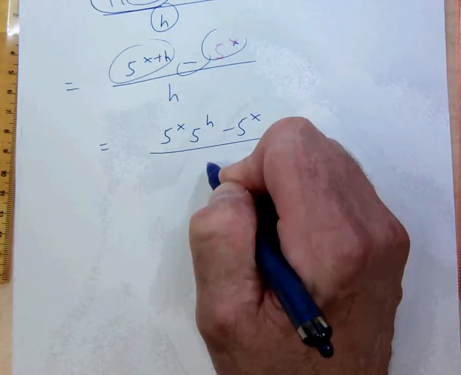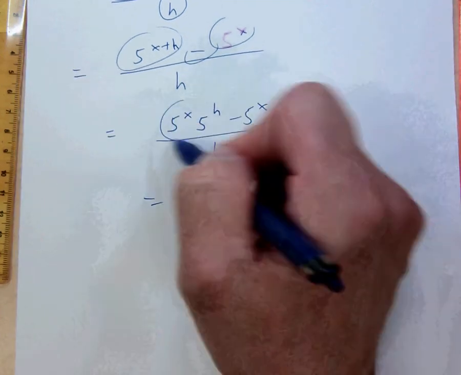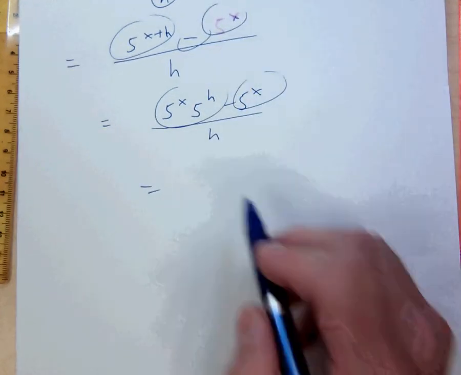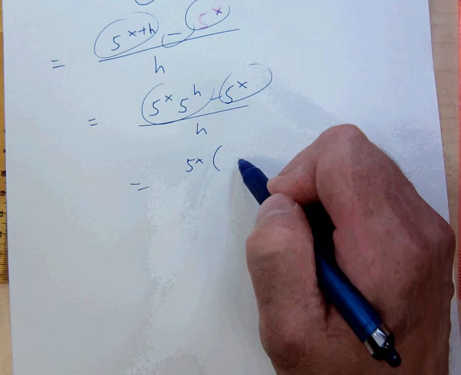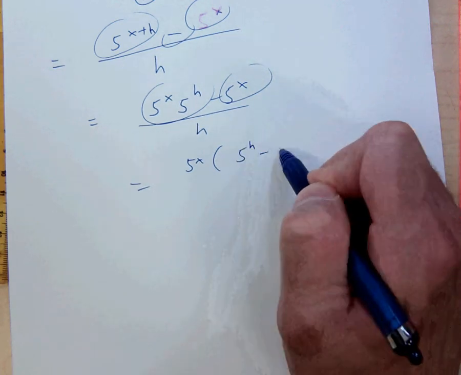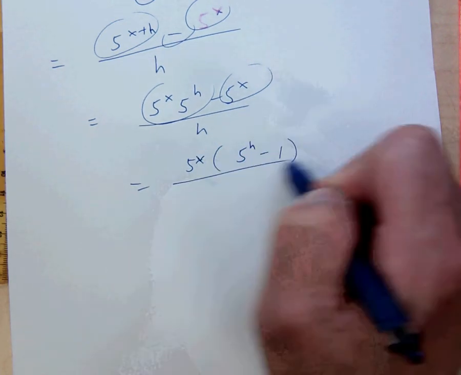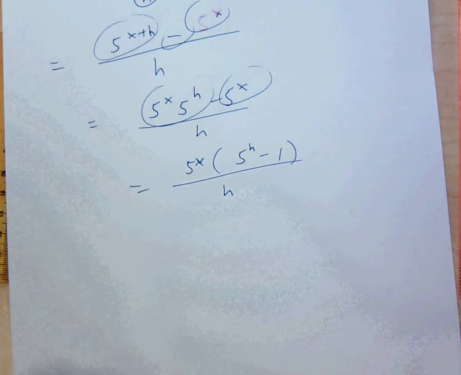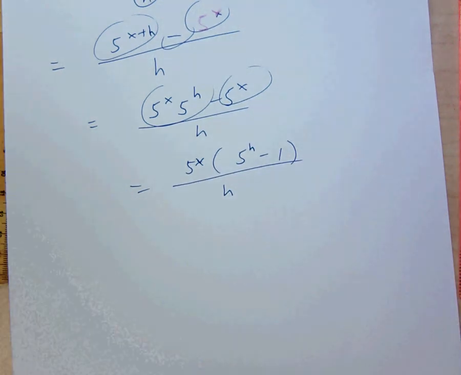And then what can you pull out of that? 5 to the x. What does that leave you with? 5 to the h minus 1, all over h. Is that what you were trying to show? There you go. Got it? Good? All right, what else?